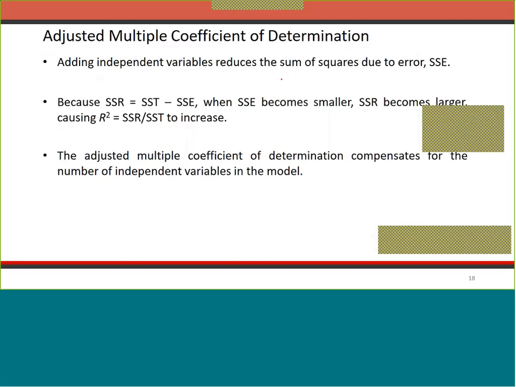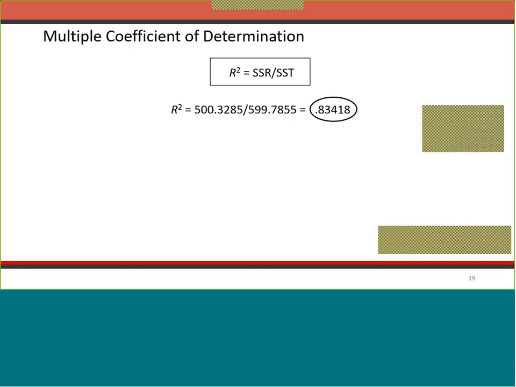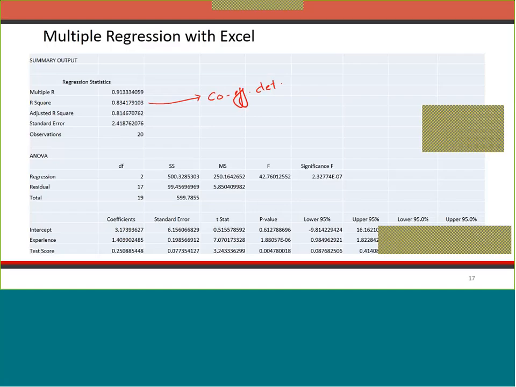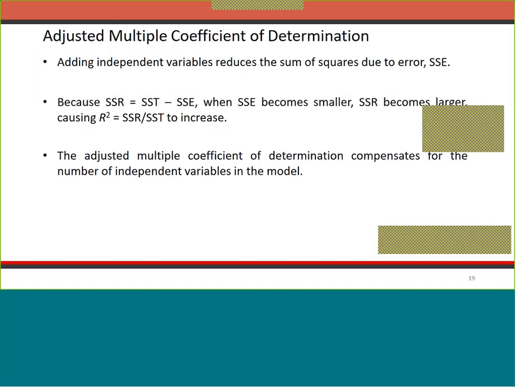But there is an interesting observation: the adjusted multiple coefficient of determination. Because in the previous simple regression also the coefficient of determination formula is SSR by SST. But if you use the same here, then you will have a problem. Why? Because in simple regression there is only one independent variable. But in multiple regression you are adding more independent variables. Then the same formula cannot be valid. So that's why we need another measure called the adjusted multiple coefficient of determination.